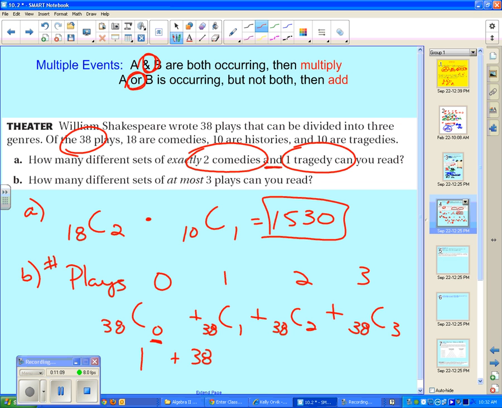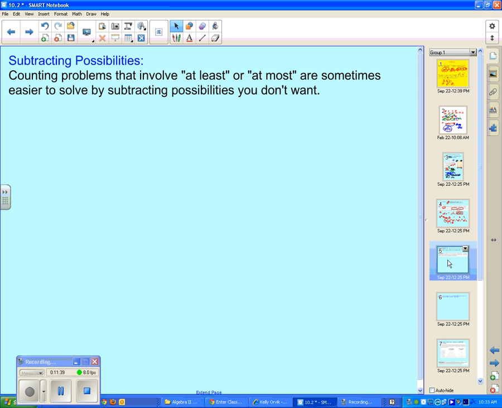What if the problem said at least 3 plays? What would satisfy that? Close, 4 through 38. At least 3 plays, 3 through 38. So you'd have to do one of these for each of those numbers, 3 through 38. That seems like a lot, right? In that case, there's actually an easier way to do some of those. You can subtract off the possibilities that would not satisfy your situation.